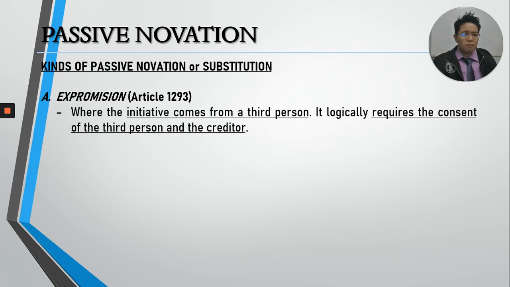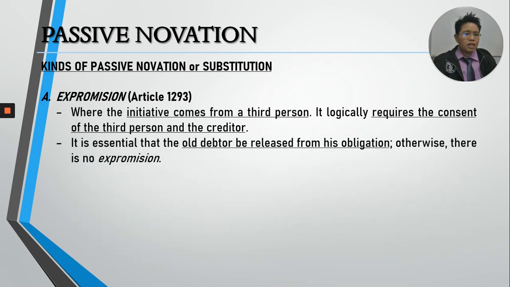Because remember, payment from a third person may be accepted, may be refused by the creditor. That is the general rule in payment, which I have already discussed. Now, it is essential, class, in expropriation that the old debtor be released from the obligation. Otherwise, there is no expropriation.